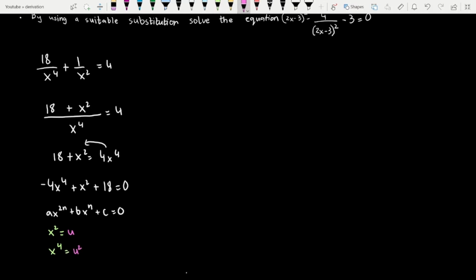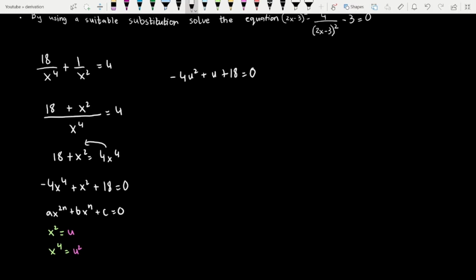And now what we can do is replace the x in our equation with the u's. So this is going to be minus 4u squared plus u plus 18. Okay, hope I didn't do anything wrong over there. Now I can just solve this like a normal quadratic equation. I can use my quadratic formula, factorization, or convert this to vertex form. I think I'm just going to use my quadratic formula.